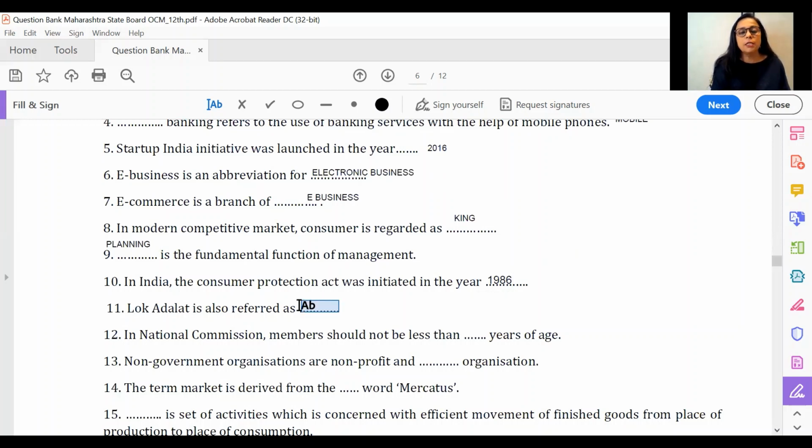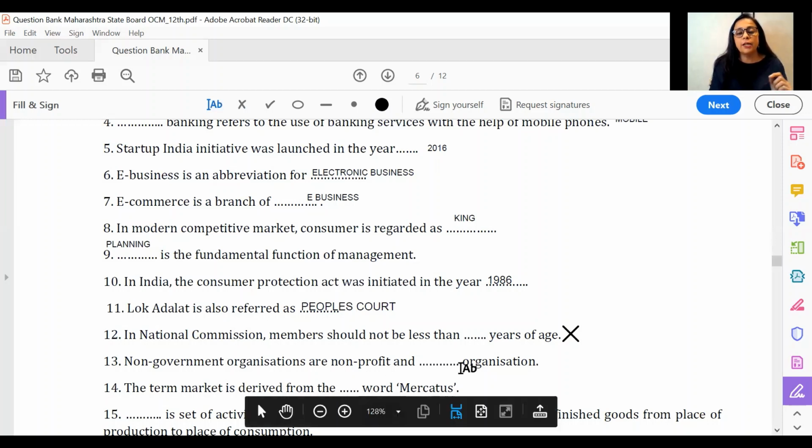Lok Adalat. There is another special reference by which Lok Adalat is identified, and that is, it is referred to as People's Court. All right. So People's Court is how it's referred to. Then again, National Commission should not have less than. Now, this is a completely wrong objective. There's nothing like not less than. So we will not talk about that. NGO organizations are non-profit and non-political organization.